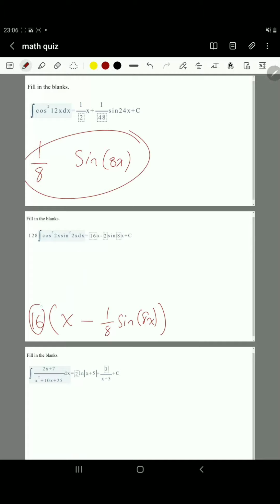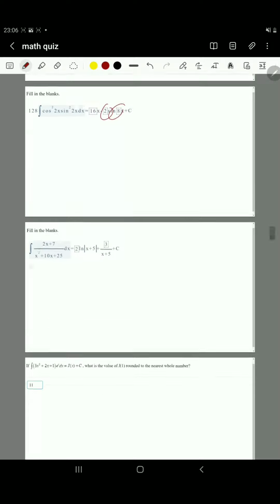Now let's just distribute the 16. So here you get 16x and here you get 16 over 8. 16 over 8 is 2. So your answer is 16x minus 2 sine 8x.